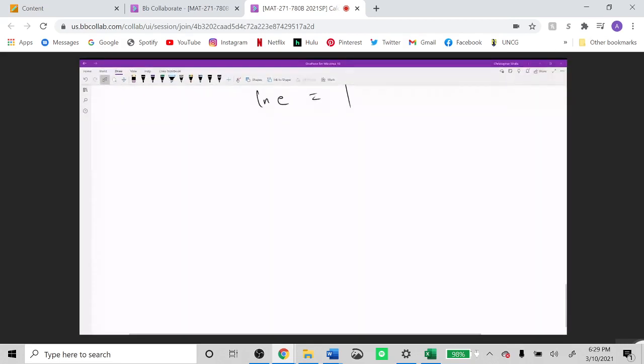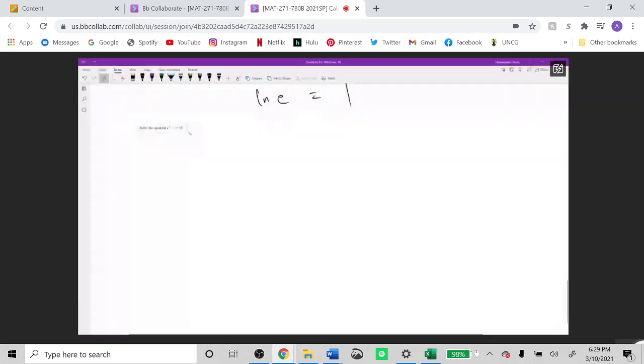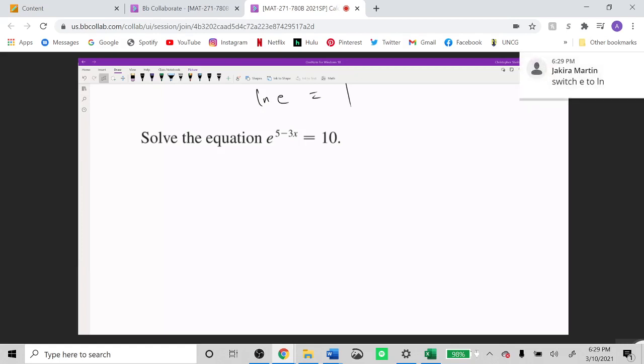Oh, I didn't capture all of the question I wanted to. Solve this equation: e to the 5 minus 3x is equal to 10. How can I solve this exponential equation? How can I solve this for x? You could start by taking the natural log. Yep, take the natural log of both sides. Very good.